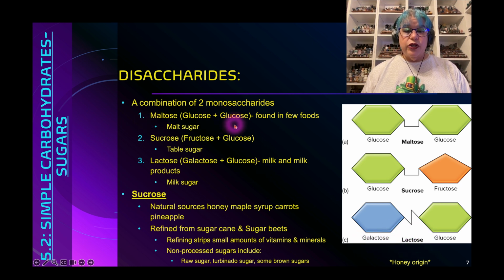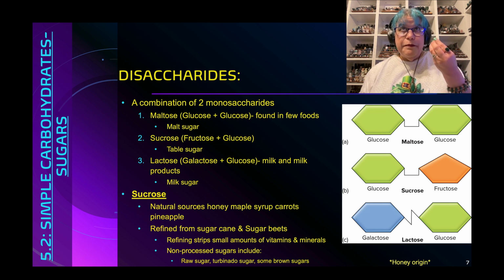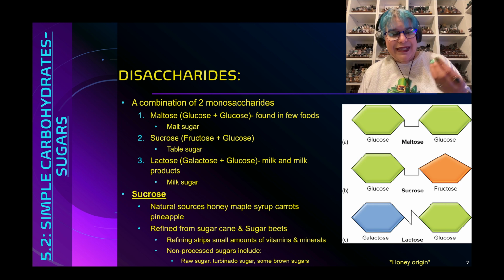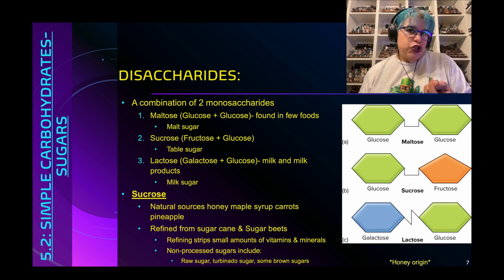So maltose is found in a few foods, but it's malt sugar. The best way I can think to describe the taste of maltose is kind of a burnt sugar. Whoppers, the malted milk ball candy, that's maltose. That's why they call them malted milk balls, is because they use maltose in those. Malted milkshakes will have maltose in them.